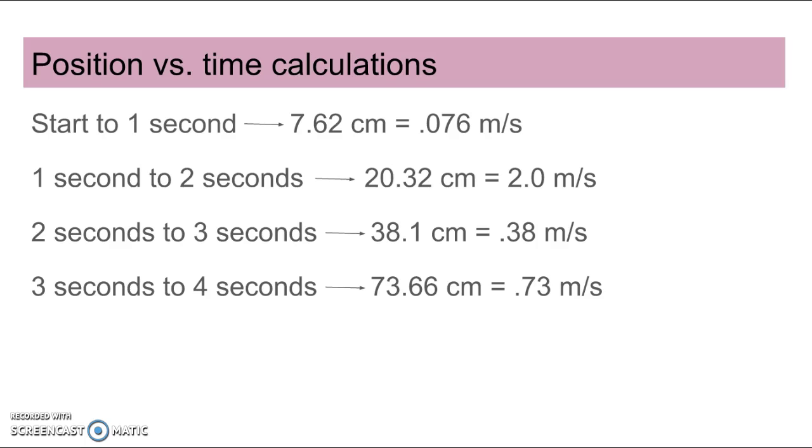When the ball was rolling down the incline, I marked where the ball was at each second. To get the position versus time calculations, I measured the distance between each mark in centimeters, then I converted it into meters.